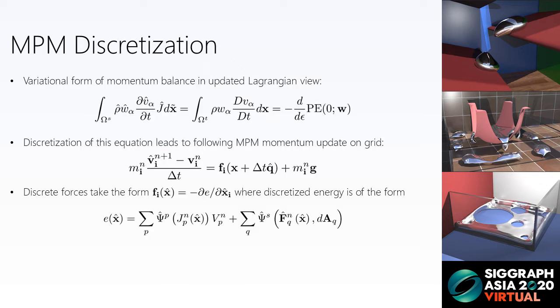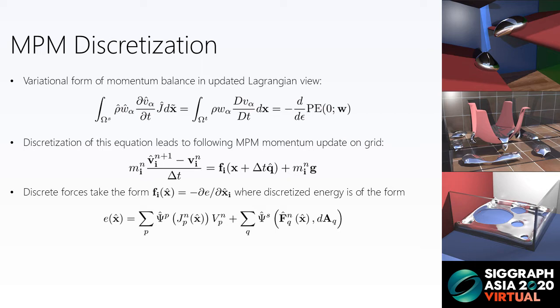To see how surface tension forces affect the fluid, we start from the variational form of the momentum balance equation in the updated Lagrangian view. In the material point method, the discretized momentum balance equation leads to a momentum update on grid nodes, which takes the form of the second equation here.